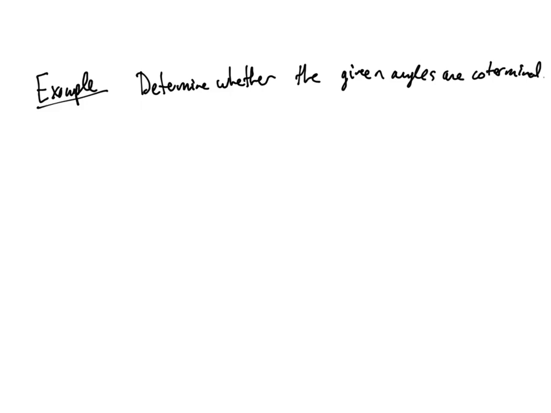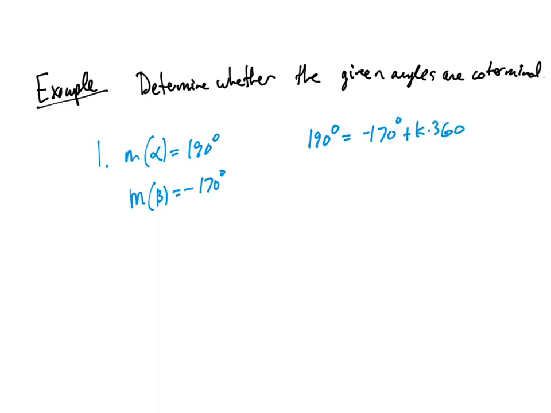All right, let's look at a last example here. Determine whether the given angles are coterminal. First we have the measure of alpha is equal to 190 degrees. The measure of beta is equal to negative 170. So I just say, is 190 degrees equal to negative 170 plus k times 360, where k is an integer? So add 170 to both sides, we end up with 360 degrees equals k times 360, yes, k is equal to 1, so we would say yes, alpha and beta are coterminal.